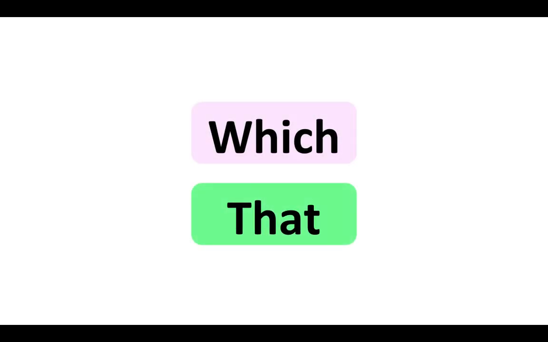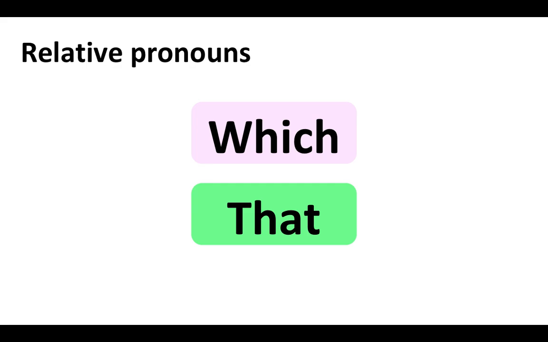Which, that. These are examples of relative pronouns. Relative pronouns are used in relative clauses and they connect the clauses. They do this by providing extra information about the noun in the sentence. In this lesson, we will look at the difference between which and that and when to use each.